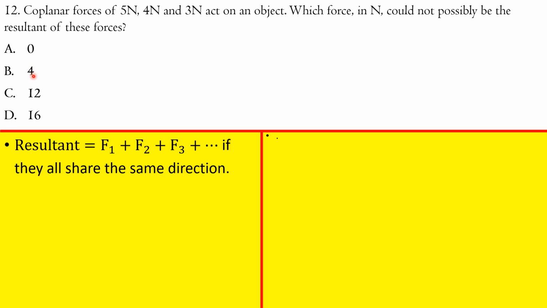Now, this 4 here, like we said, if the 4 Newton is a force acting opposite to 5 and 3, then we get 5 plus 3, which gives us 8, minus 4, which gives us 4 Newton. That tells you that, yes, 4 Newton, B, is possible as a resultant of these coplanar forces if the 4 Newton is acting in the opposite direction to 5 and 3.